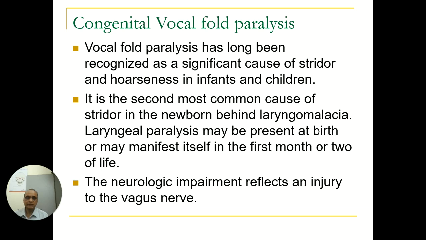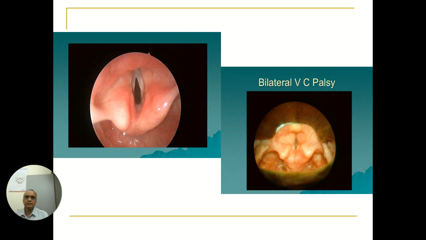The neurological impairment reflects an injury to the vagus nerve. Probably birth injuries can give rise to these presentations. You can see in the pictures, one is bilateral abductor palsy, where the glottic chink is very, very minimal, and the other one is probably unilateral vocal cord palsy, where an adequate, reasonable glottic chink is available.